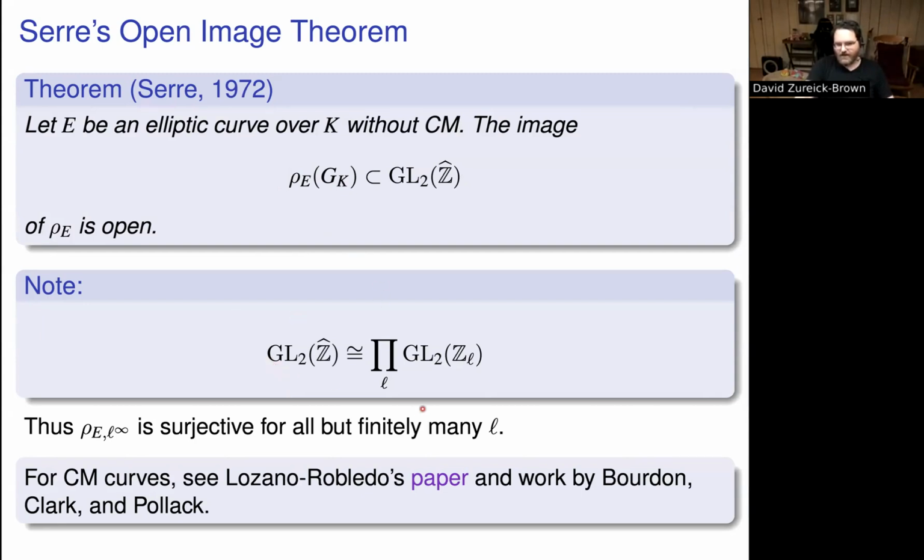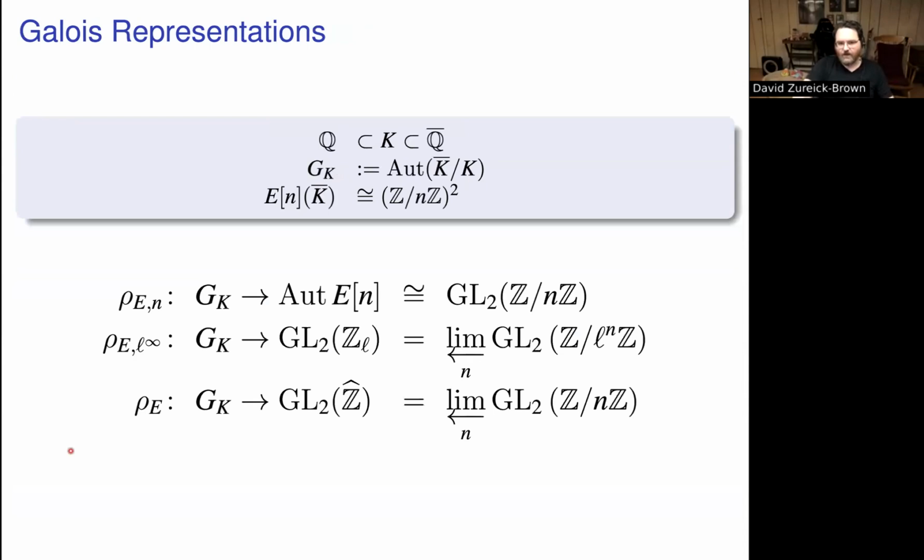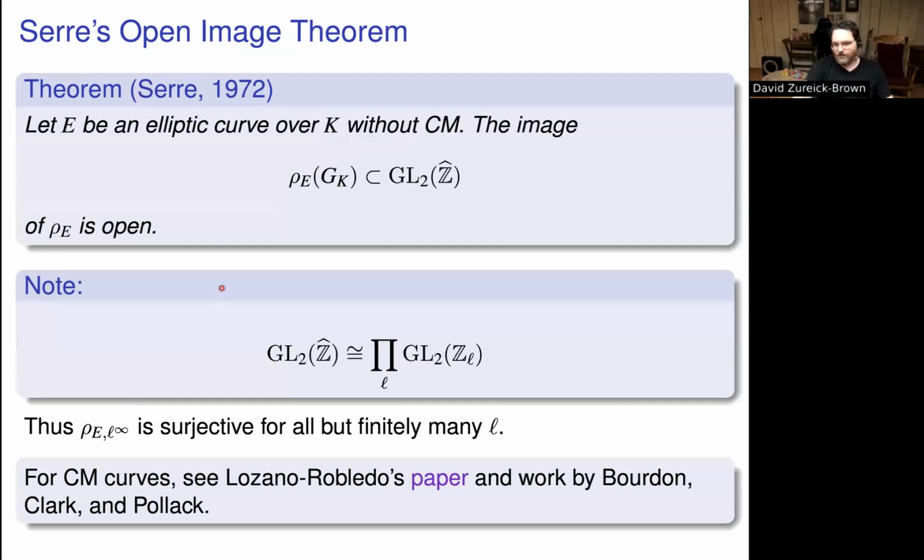And I'll note that by the Chinese remainder theorem, although you need some extra work to get this topologically, it breaks up as the product of the individual l-adic representations. So saying that this is open, for example, tells you that the l-adic ones are surjective for all but finitely many l. Or flipping back, it tells you that the index of this top one is uniformly bounded independent of lowercase n. So the goal of this talk is to understand the possibilities for these images of Galois representations.